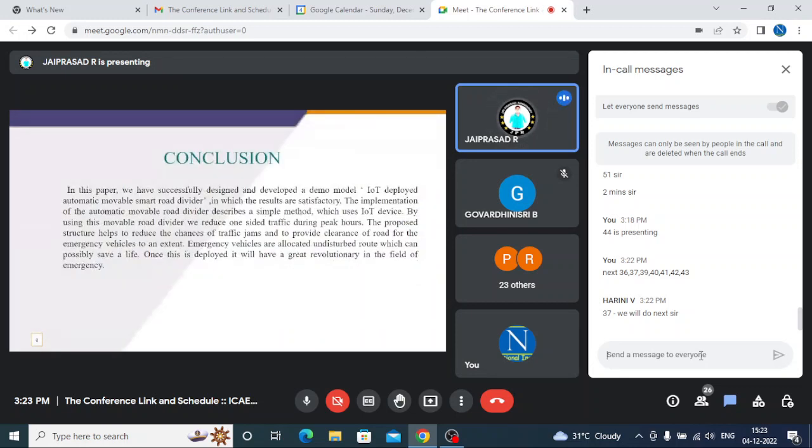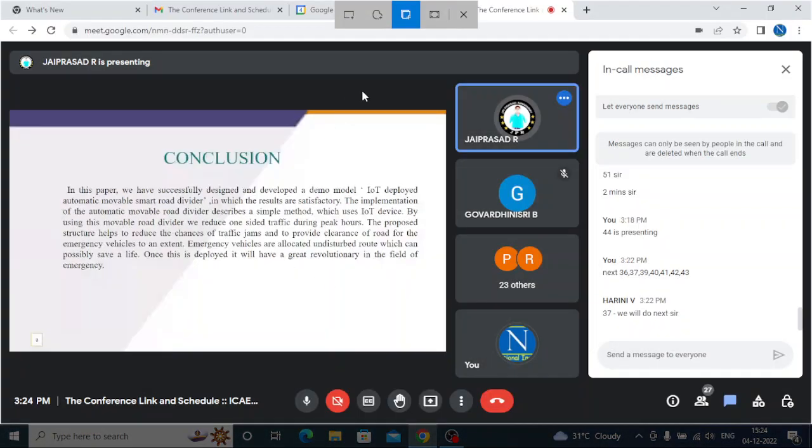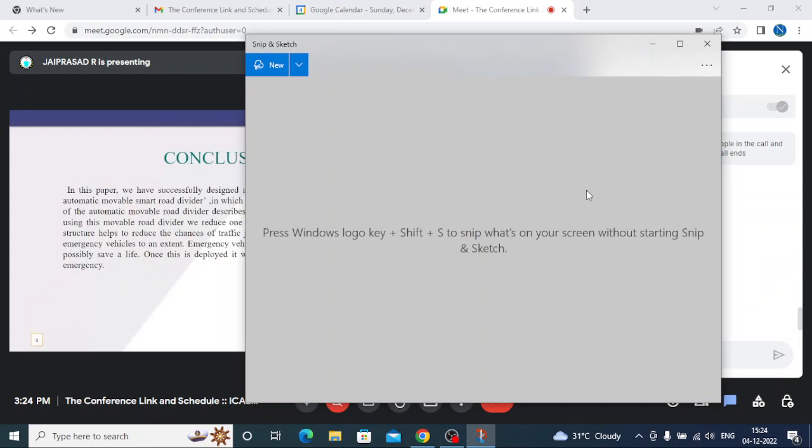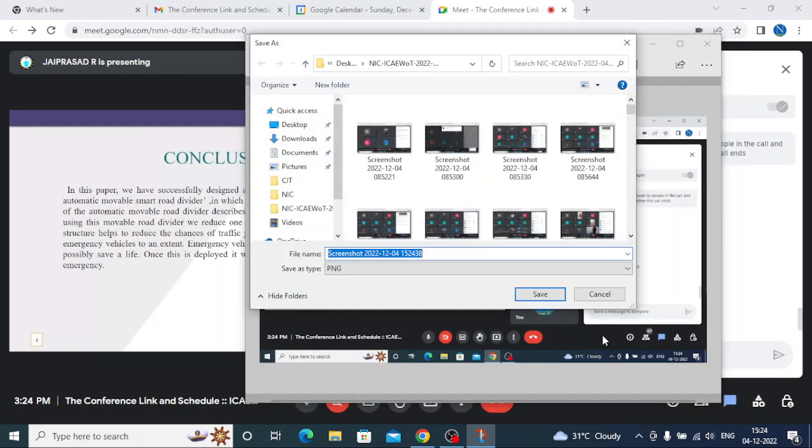In conclusion, in this paper, we have successfully designed and developed a demo model, an IoT deployed automatic movable smart road divider, in which the results are satisfactory. The implementation of the automatic movable road divider describes a simple method which uses IoT devices. By using this movable road divider, we reduce one-side traffic during peak hours. The proposed structure helps to reduce the chance of traffic jams and to provide clearance of road for the emergency vehicle to an extent. Emergency vehicles are allocated an undisturbed route which can possibly save a life. Once this is deployed, it will bring a great revolution in the field of emergency.